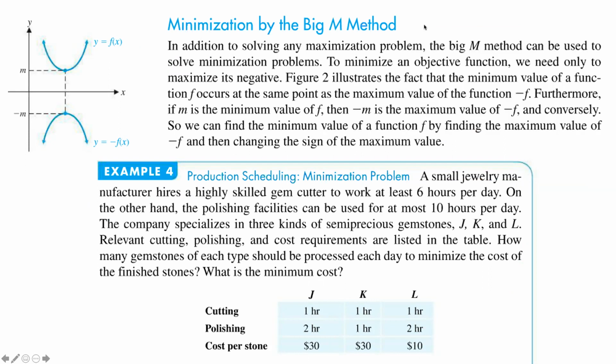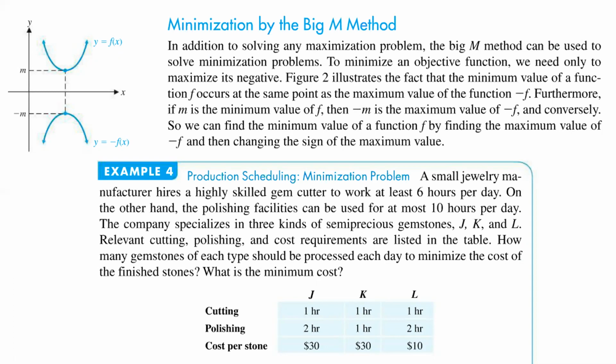Basically, in addition to solving any maximization problem, the Big M method can be used to solve minimization problems. How is that? Well, basically, what we'll end up doing is taking the profit function or the cost function, we'll negate it, and we'll call that the profit function. So what you're basically doing is taking the function and inverting it over the x-axis, if you think about it in just two-dimensional space. And then you find basically the point maximizing value, but it's actually going to be the minimizing value for your function. It's pretty cool how we can use that.